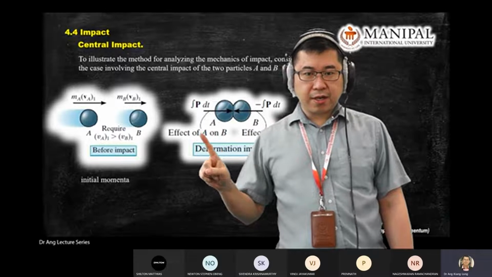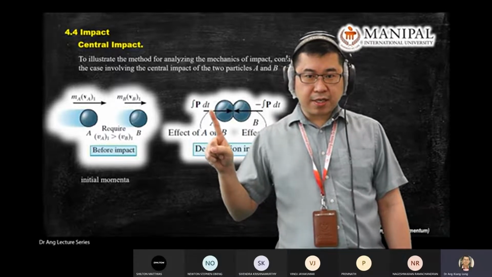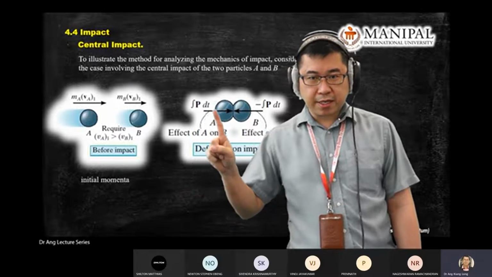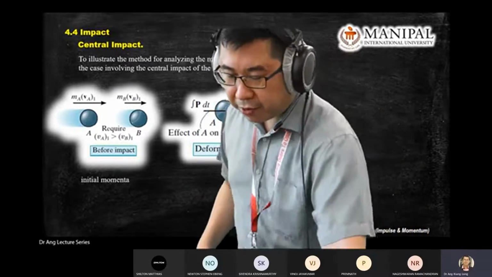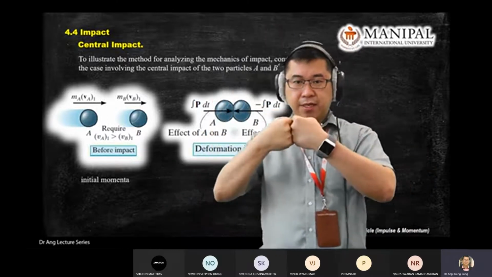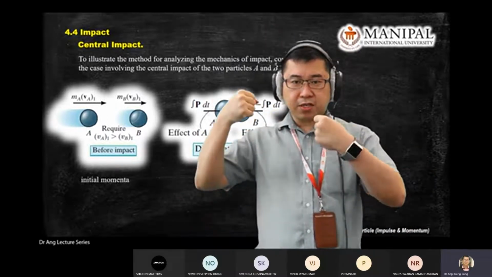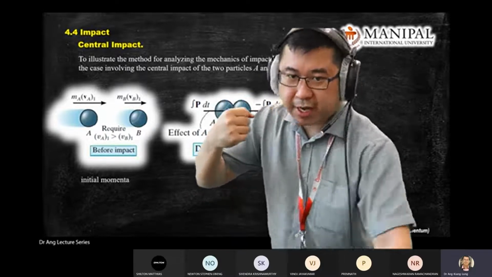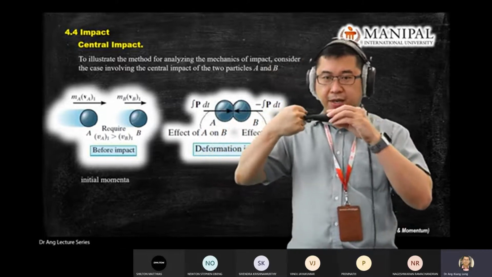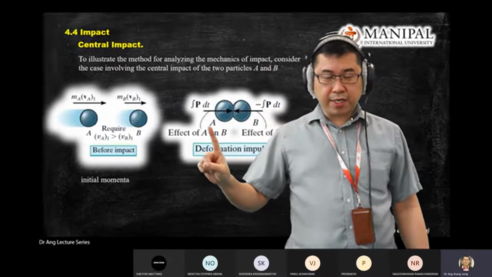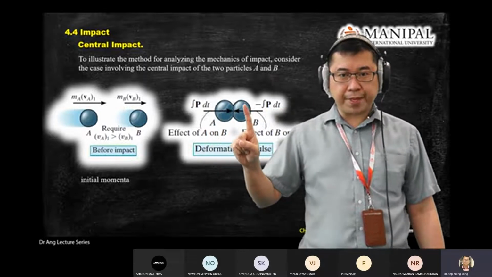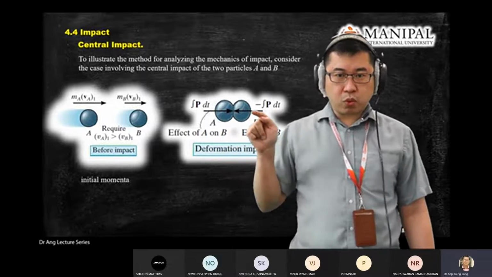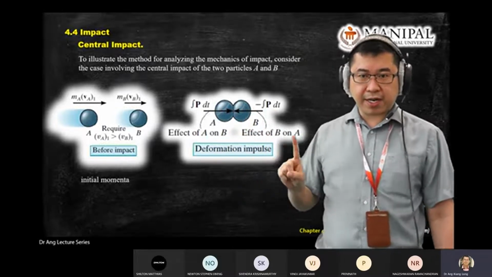So this line here is the effect of A on B. If we have two objects hitting, let's say this is A, this is B. When two objects meet, what happens to A? There will be impulse acting on A. However, if you look at this line, the arrow pointing to B means it's an effect on B, and if the arrow is pointing to A, it means it's the effect on A.